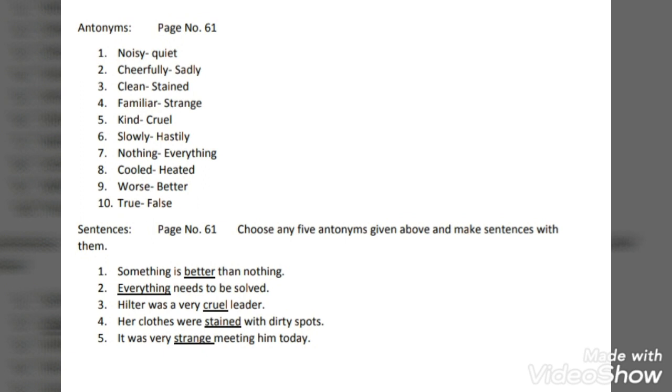Number nine, worse, better. And number 10, also very easy, true, false. So come to question number 2, exercise 2 on the same page. Choose any 5 words from the crossword that you solved and make sentences of your own with them. You have to make 5 sentences, but remember, with your antonyms. From your puzzle you can take the word and make sentences.